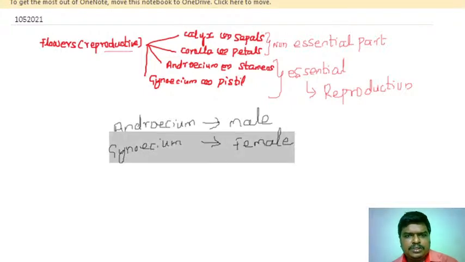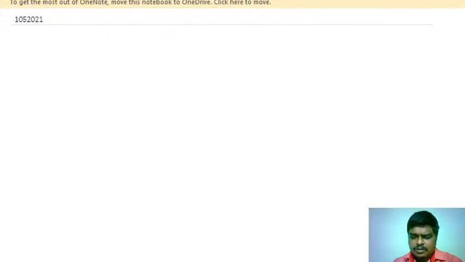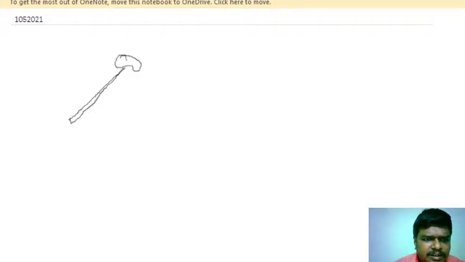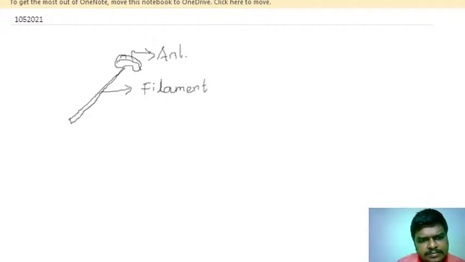So let me explain about that. What is androecium? Androecium has two parts. This is the male reproductive part. It has the filament and anther. This is filament. And this, the kidney shaped part, we call it anther. So anther and filament.